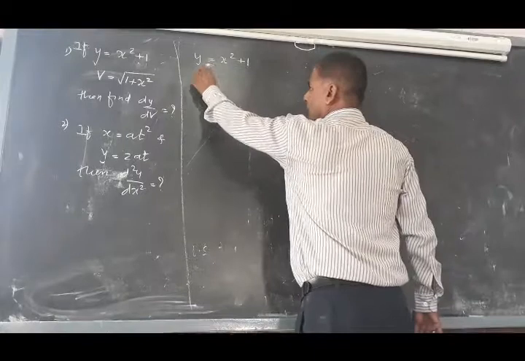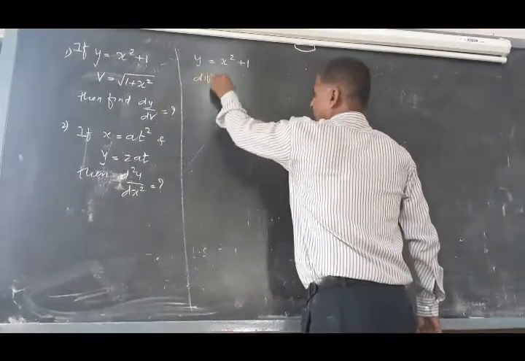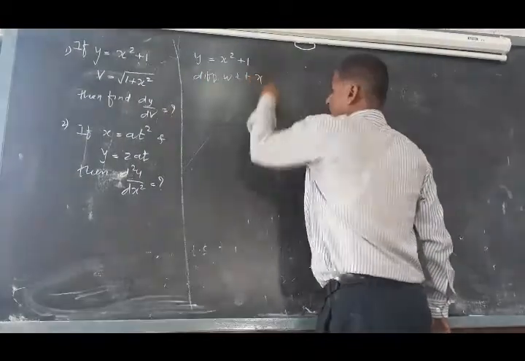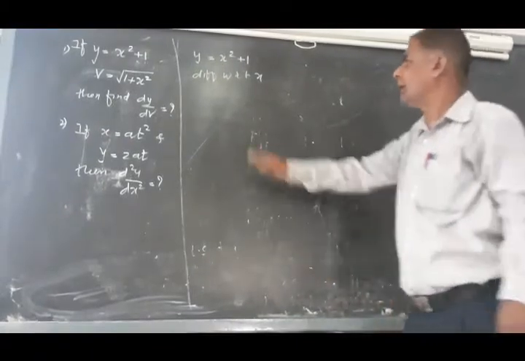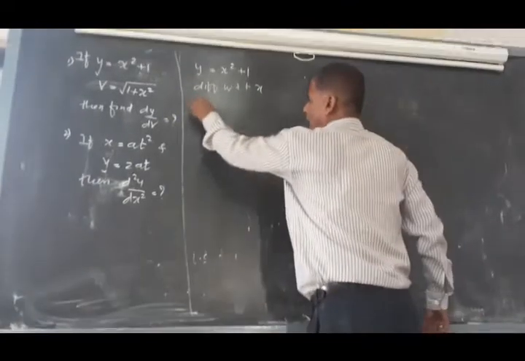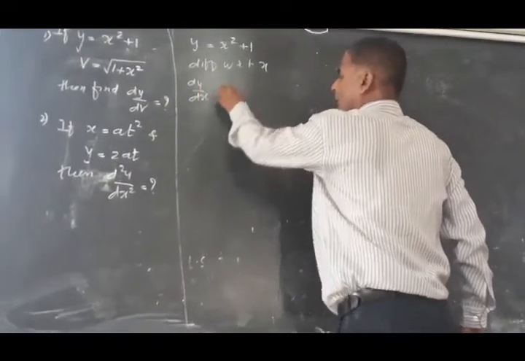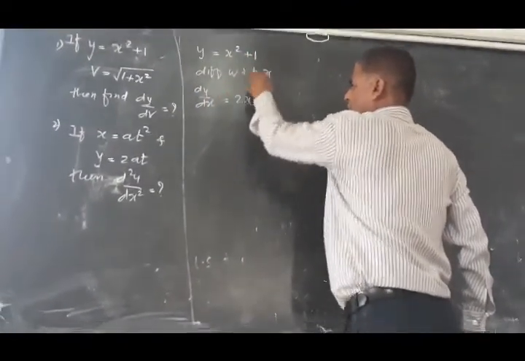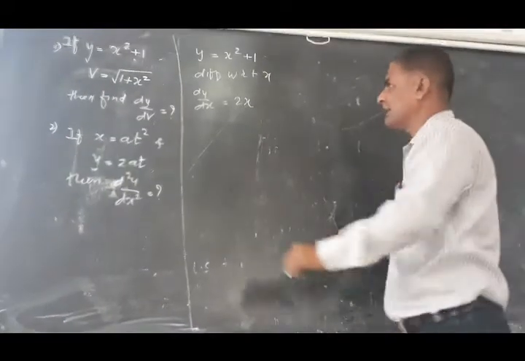Now differentiate with respect to x. Differentiate with respect to x. A familiar example for us. Now differentiate with respect to x. What is here? dy upon dx is equal to the derivative of x square, which is 2x, and the derivative of the constant is 0.